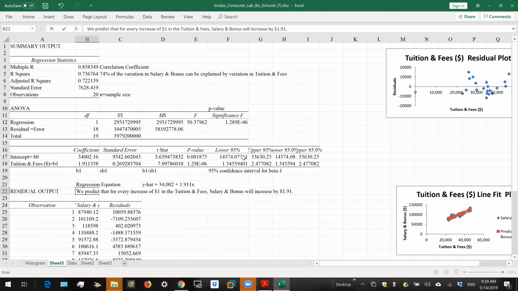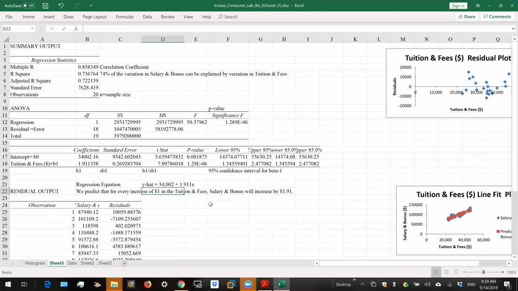So what do you think? Is this valid? Well, we've got statistically significant evidence. We rejected the null hypothesis that it was equal to 0. So therefore, we predict that if you pay $1 more in tuition and fees, your salary and bonus will go up by $1.91. So is it a good deal to go to a more expensive business school? Well, this data would certainly seem to suggest that it might be.